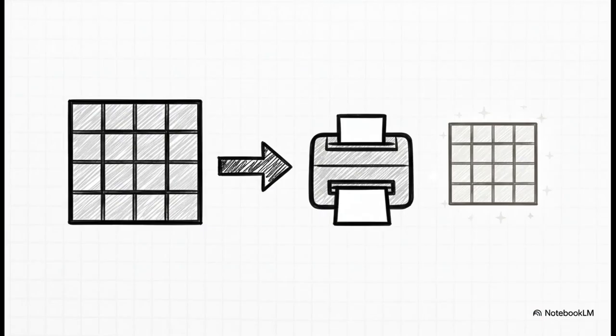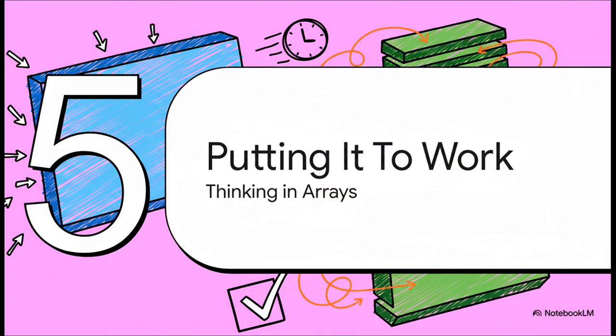So what do you do if you actually need a separate, independent copy that won't mess with the original? Well, you have to explicitly tell NumPy, hey, make me a real copy. You do that by just adding .copy to the end. All right, let's put all this together. Let's solve a real problem without writing a single for loop. This is where we really start to think in arrays.